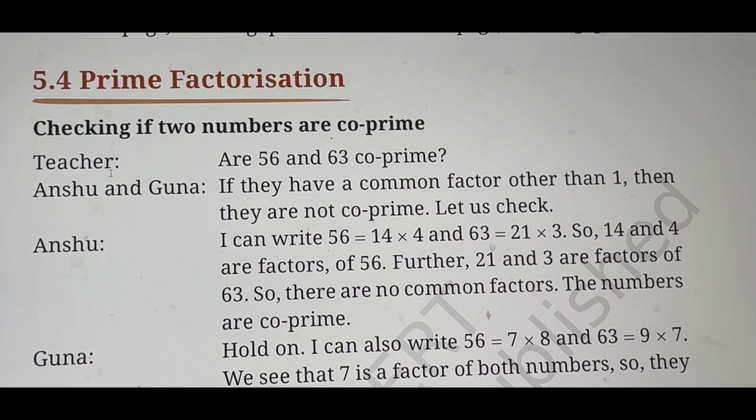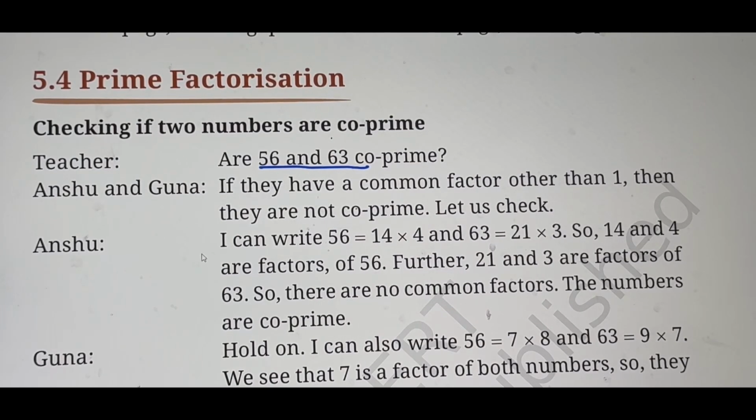So here the teacher is asking, are 56 and 63 co-prime? We just understood the concept of co-prime in the previous video, right? They should not have any common factor other than 1. So Anshu and Guna are saying that if they have a common factor other than 1, then they are not co-primes.